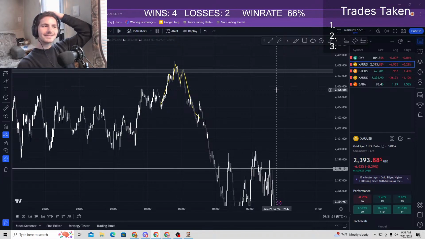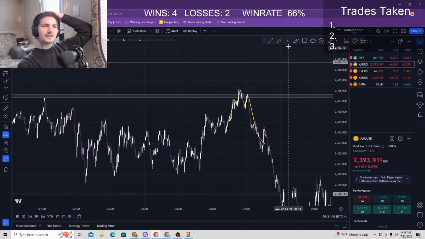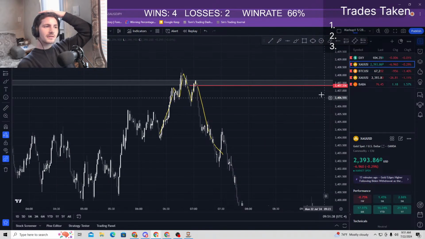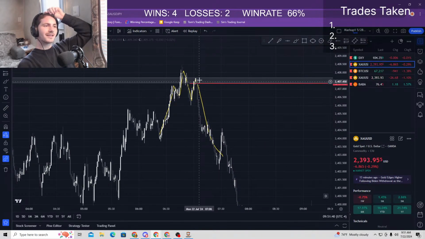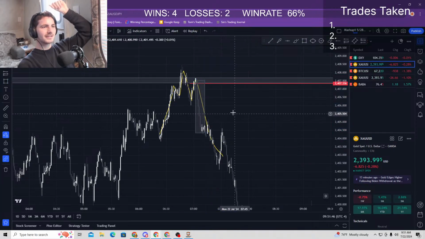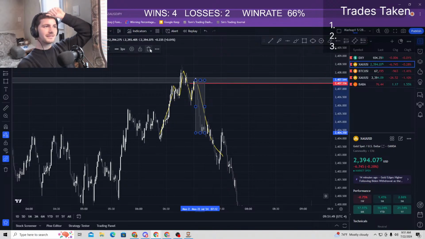Well, to be fair, if you did enter this trade, there was like a 15 type one right here. And so you would have only been in drawdown for a little bit, and then you would have got this big bearish push, and you probably would have cashed out right there.